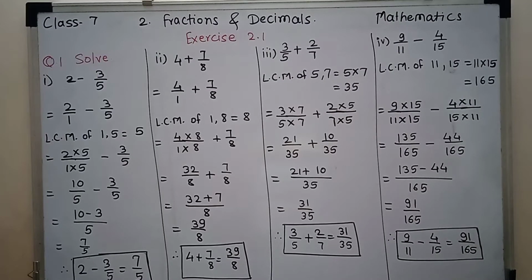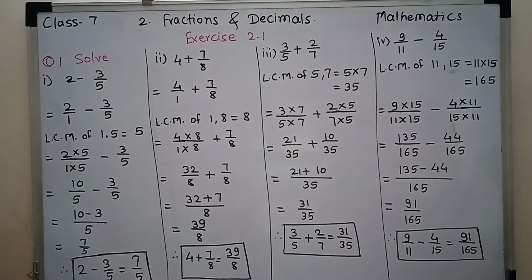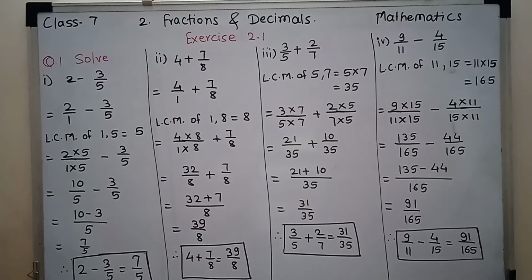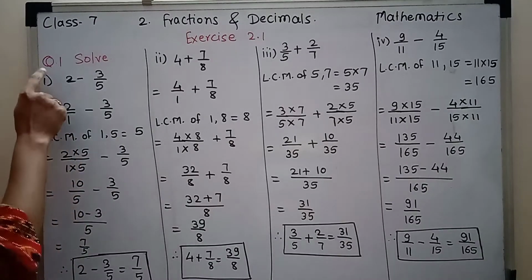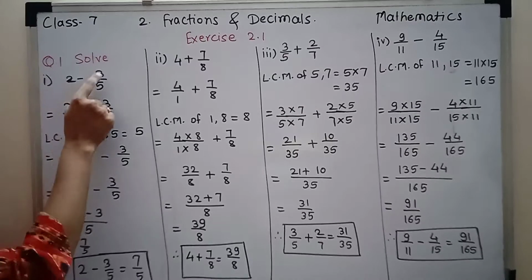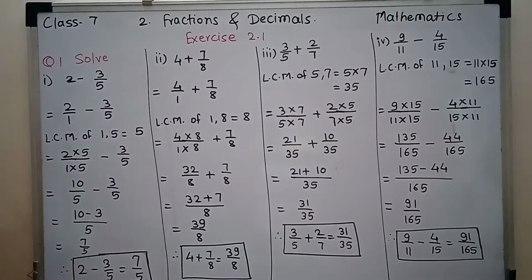So today we are going to learn exercise number 2.1 question number 1. In the last lecture we learned the algebra of fractions. Now we will start with the first question of exercise 2.1. So the first question is solve. In that, the first is 2 minus 3 by 5.